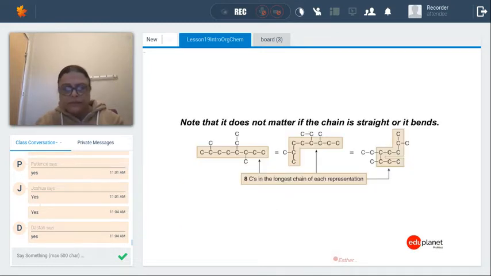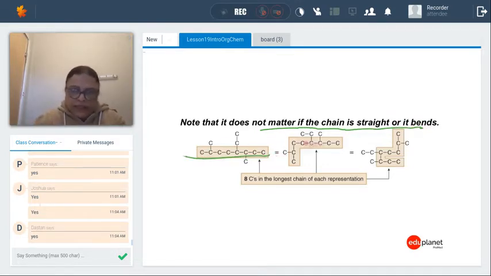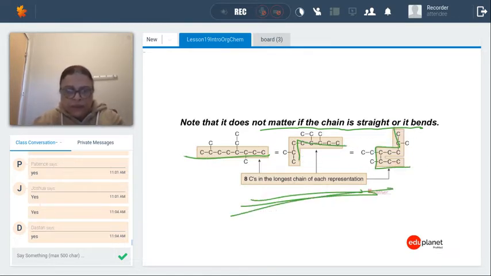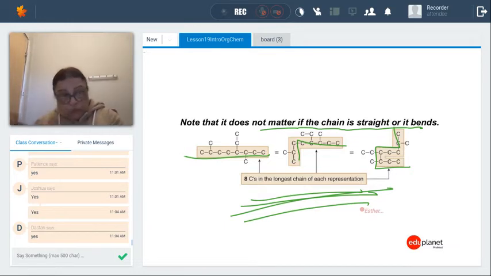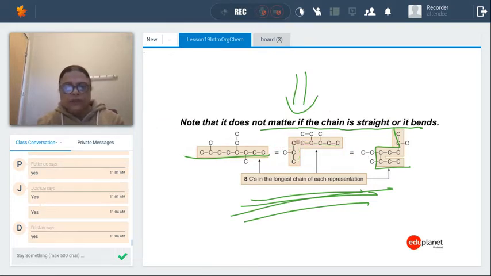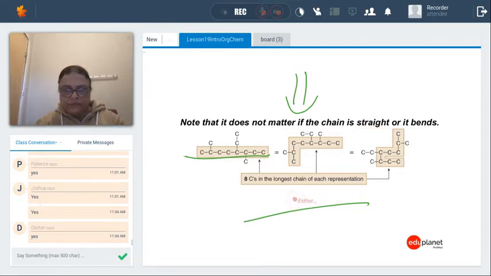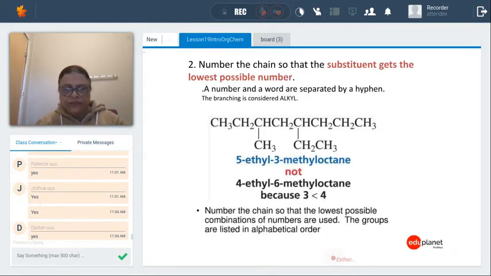Note that it does not matter if the chain is drawn straight or bent. If it is drawn like this or like this, find the longest continuous chain. This is a warning that they will try to confuse you by drawing the chains in a different way. Capiche? Don't fall for the trick.